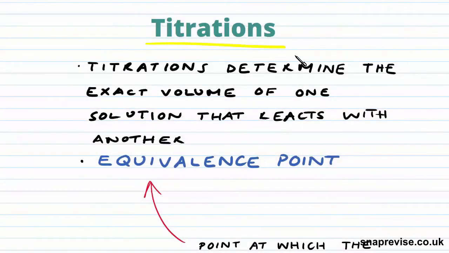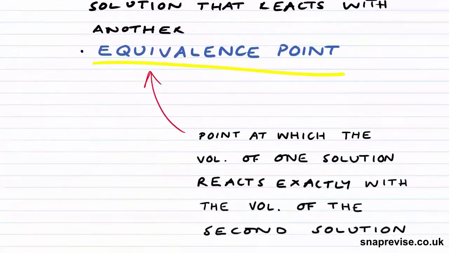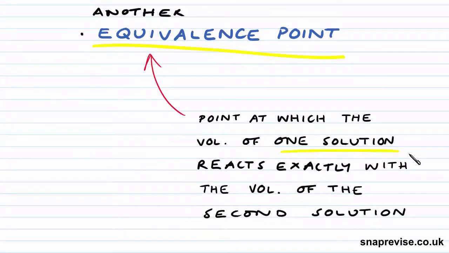So, titrations. Well, I'm sure you will have come across titrations before. Titrations can be used to determine the exact volume of one solution that reacts with another. And the titrations we're going to look at today are acid-base titrations. Now, there's an important feature of our titration that we need to know about, and this is called the equivalence point. This is the point at which the volume of one solution reacts exactly with the volume of the second solution. So in terms of our acid-base reactions, it's the point where neutralization takes place. It's the point where all of the acid has reacted with the alkali.